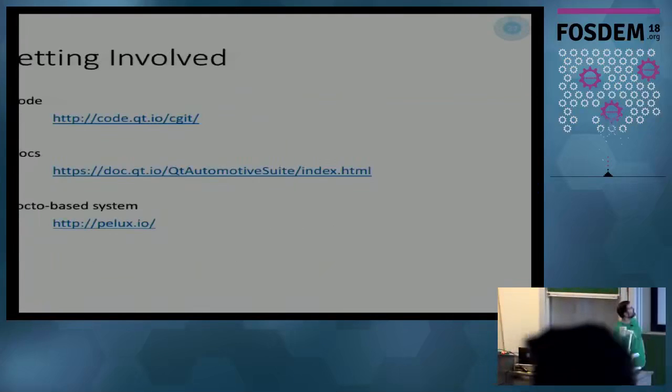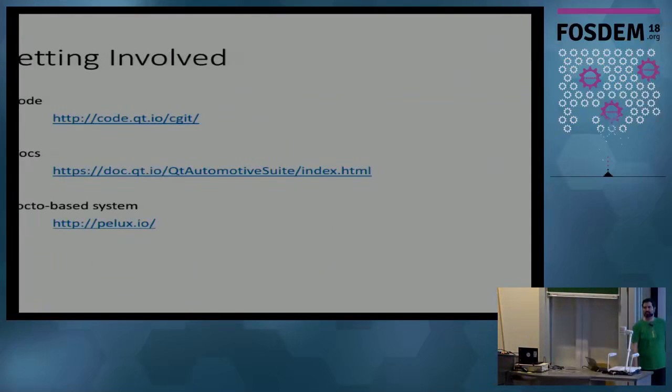Then I wanted to point at code.qt.io. There you find all these repositories. Look for Qt Application Manager or Qt IVI and so on. You can also look at the Automotive Suite documentation where you get an index, what are the modules that are in the Automotive Suite, and there generate the documentation.